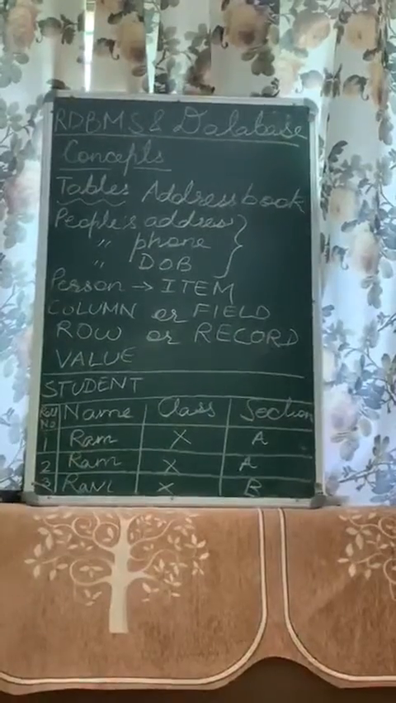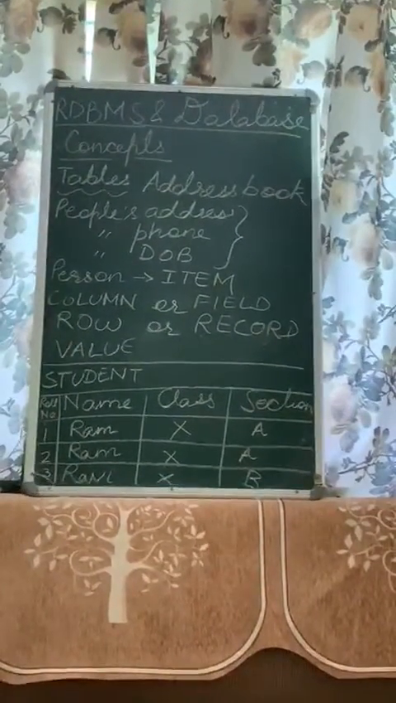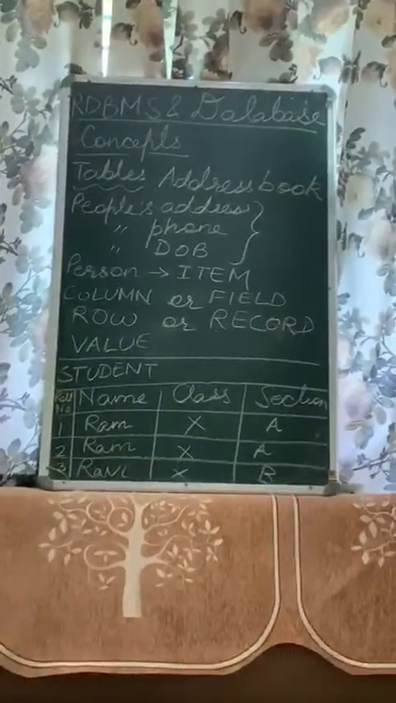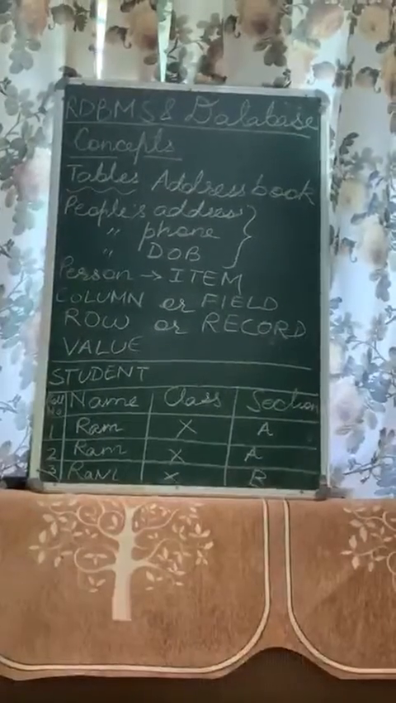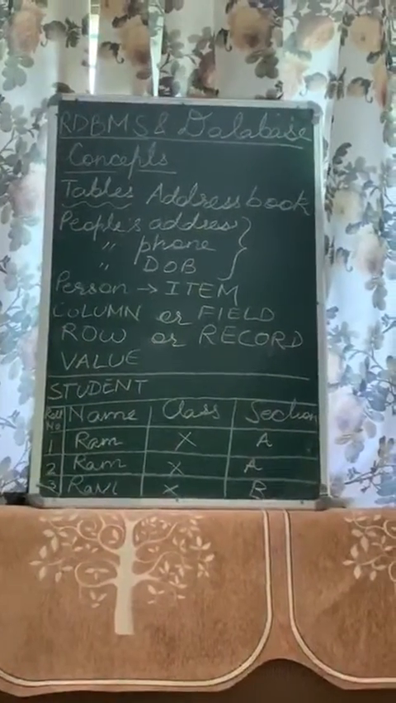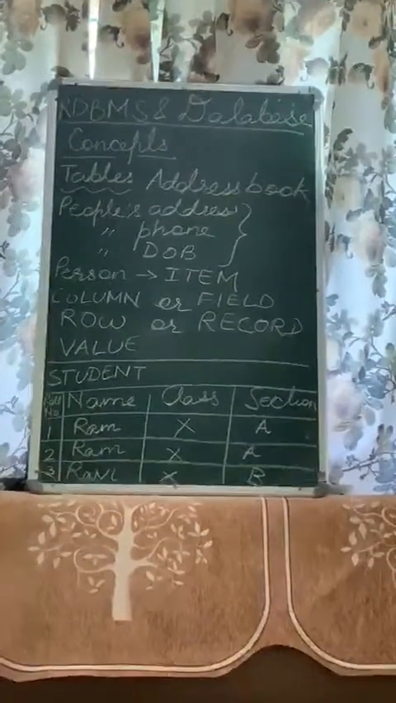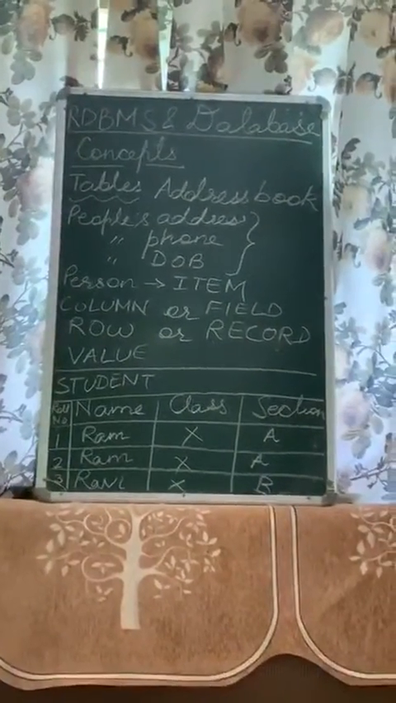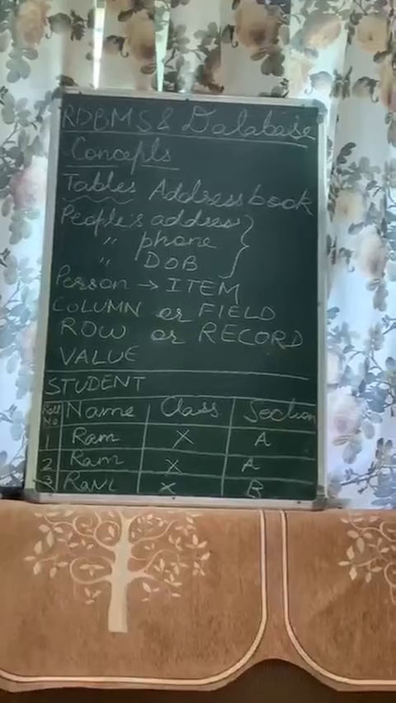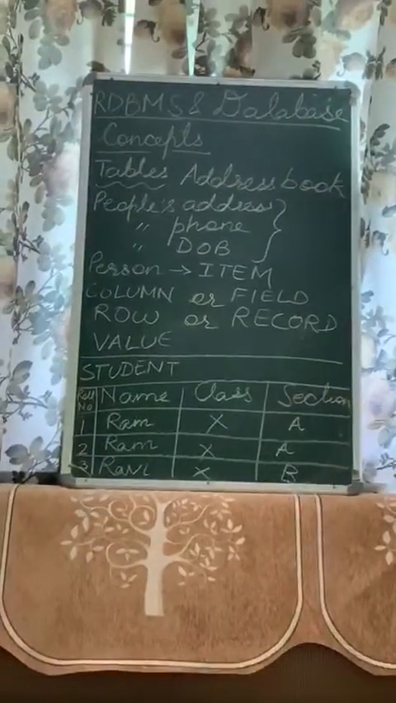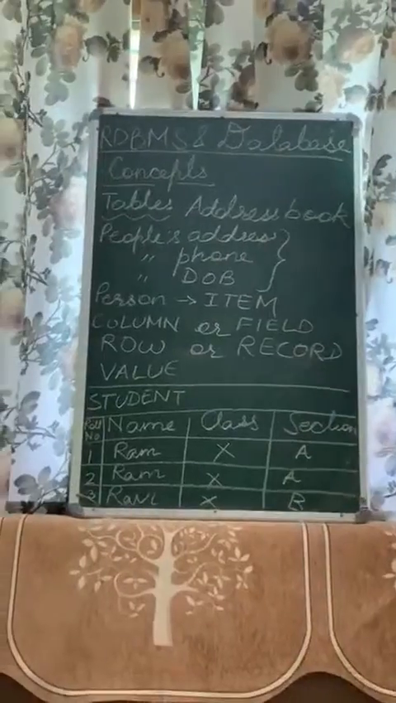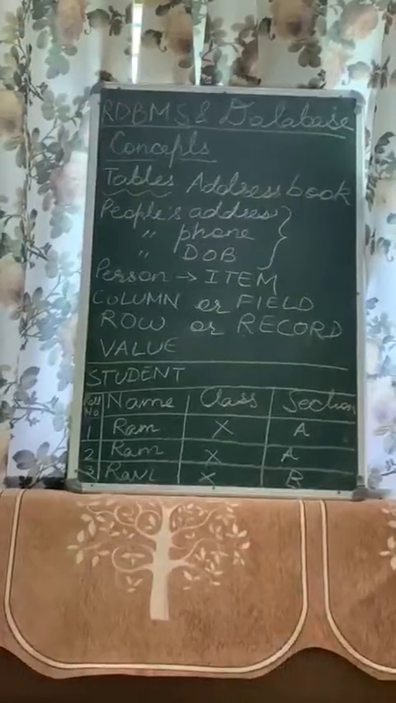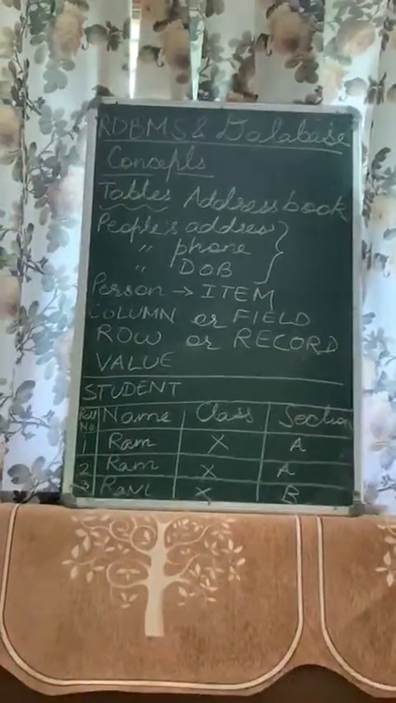Now next comes the field or column. Now when you are recording information in your address book, what do you ask the people? Their address, their phone number. So these are known as your fields or columns. That means in a table, the column or the field will be there, which will be asking the people's address, phone number and date of birth. So in address book table, these address, phone number and date of birth will be representing the column or field.